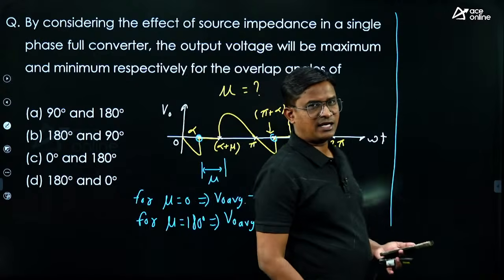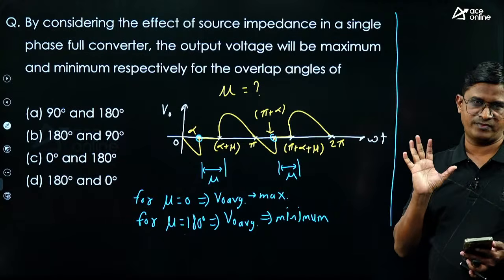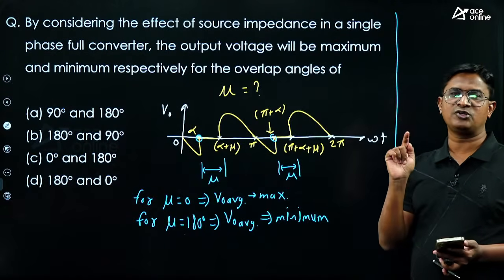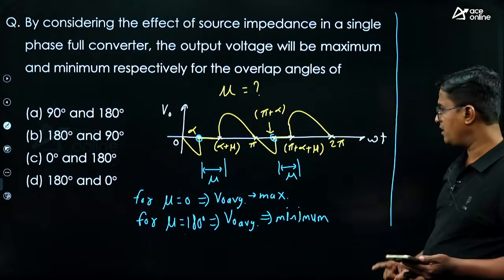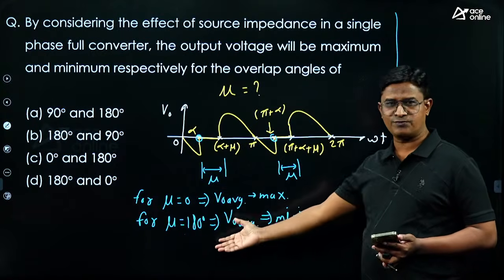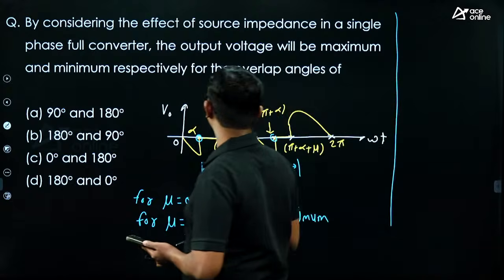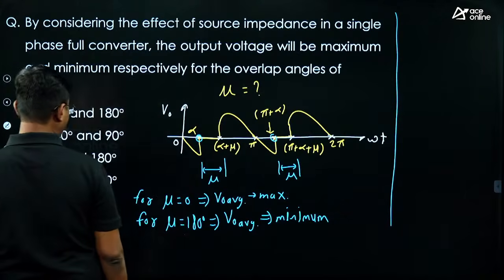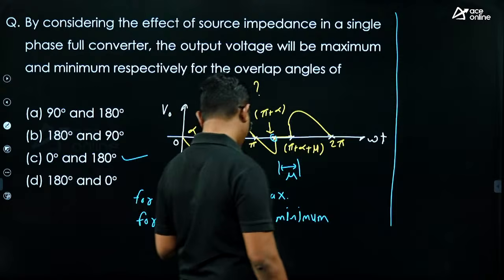Simply understand, during overlap angle mu my output voltage is 0, right? If you want the output voltage to be maximum, then the zero value should be avoided in the output voltage, and that is true when mu is 0. And if mu is maximum, that is 180, then the output voltage will be minimum. So the answer is yes, the output voltage will be maximum at 0 degree and minimum at 180 degree. So the answer is option C, right?